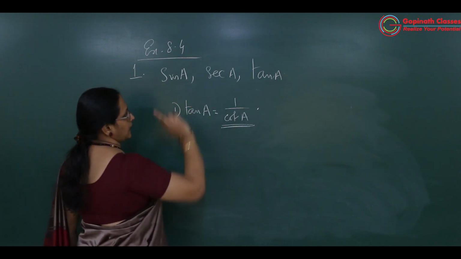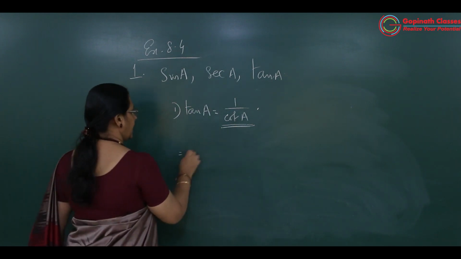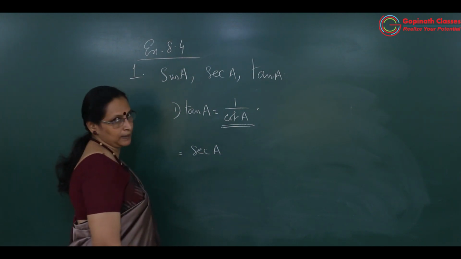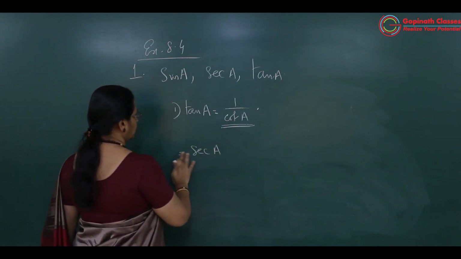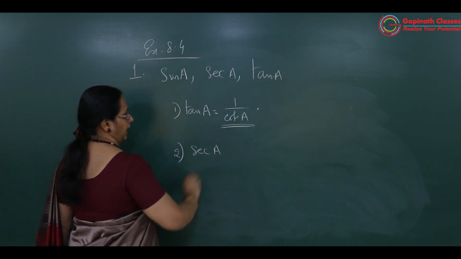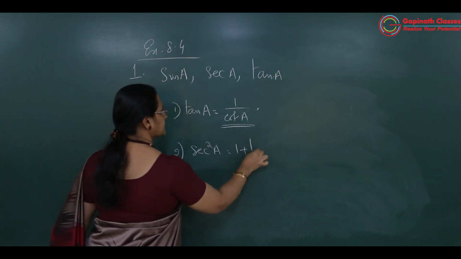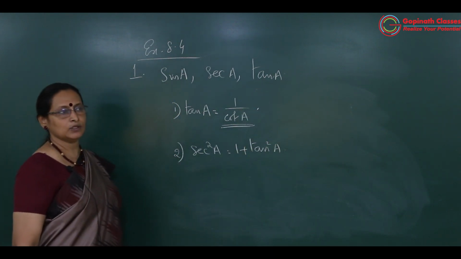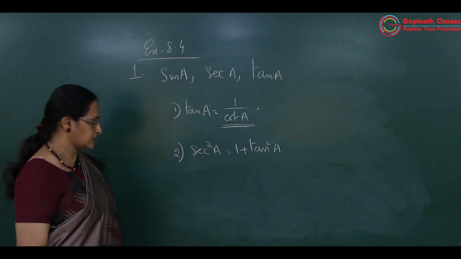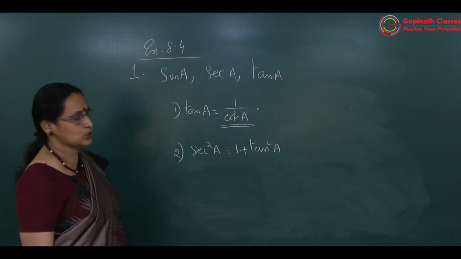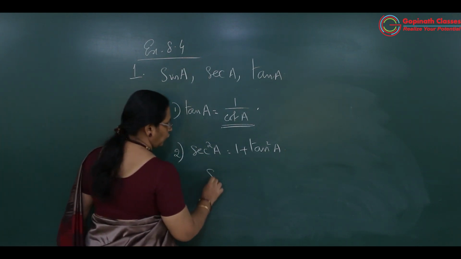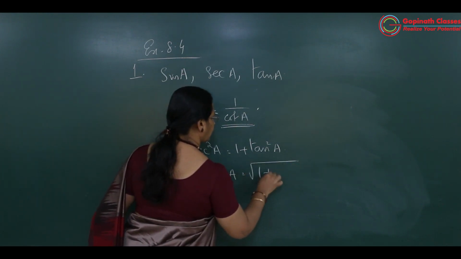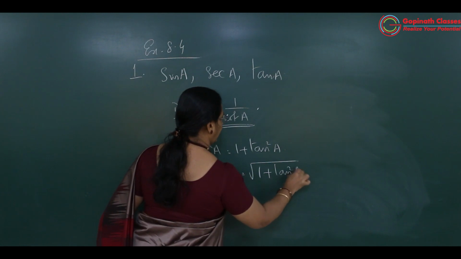Now let's come to sec A. You know sec square A is 1 plus tan square A. Just now we learned the identity. The second identity was 1 plus tan square theta is equal to sec square theta, namely 1 plus tan square A is sec square A. So what would be sec A? It will be under root of 1 plus tan square A.